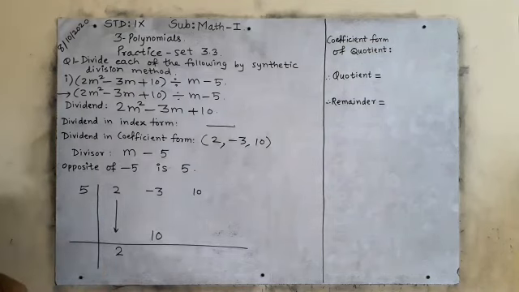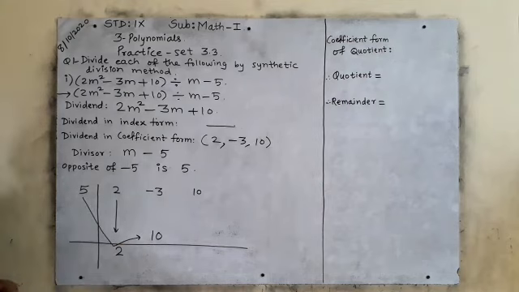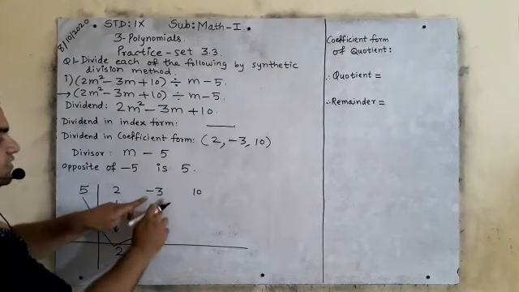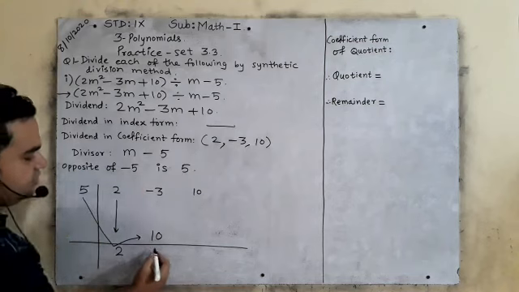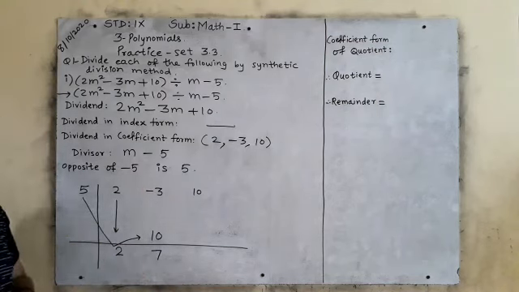Okay, 5 2s are 10. See, 5 2s are 10. Clear? Now here it is minus 3 and this is plus 10. Plus and minus gives minus. 10 minus 3 is 7. Why positive 7? Because the bigger number is 10.